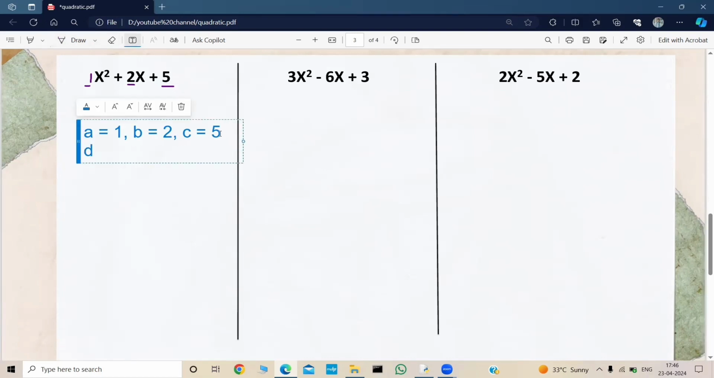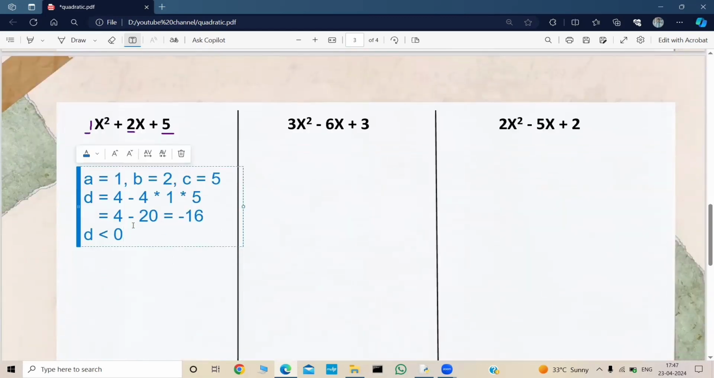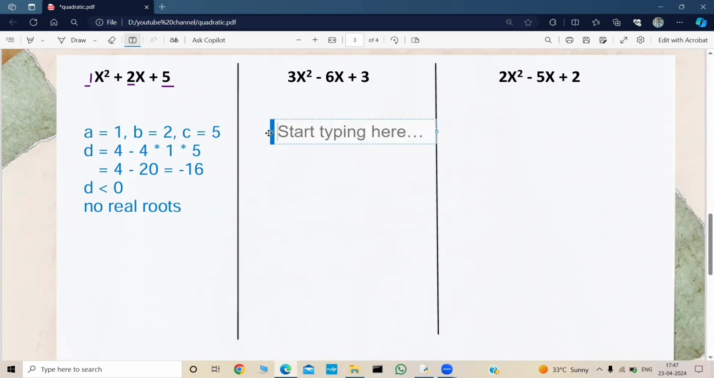We need to find the discriminant, which is equal to b² - 4ac, right? So we will do 2², nothing but 4, minus 4 into ac, 1 into 5, right? Which is equal to 4 - 20, which is equal to -16, right? So my d was less than 0. So if d is less than 0, no real roots exist, right? So there are no real roots for this equation.